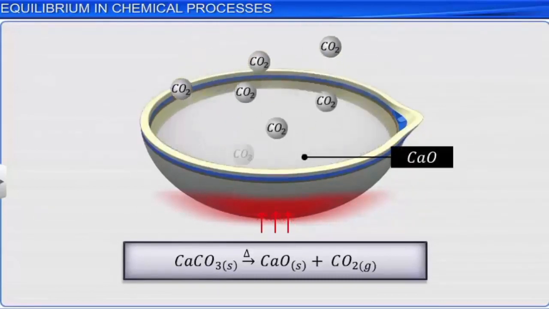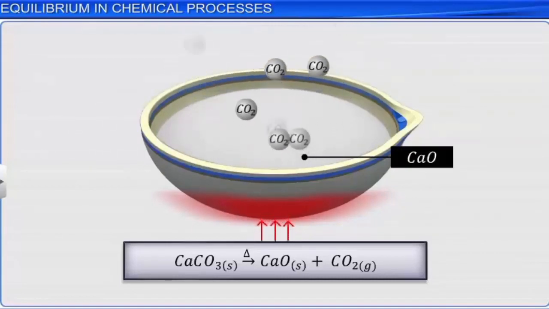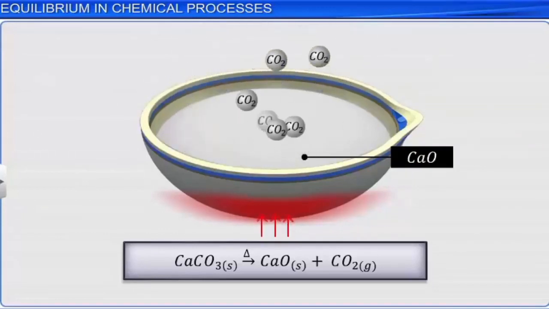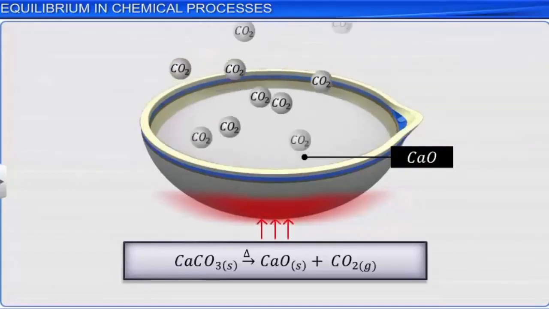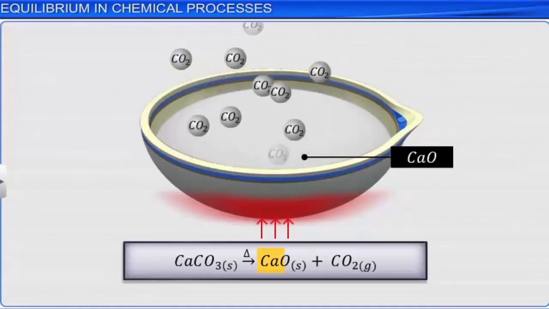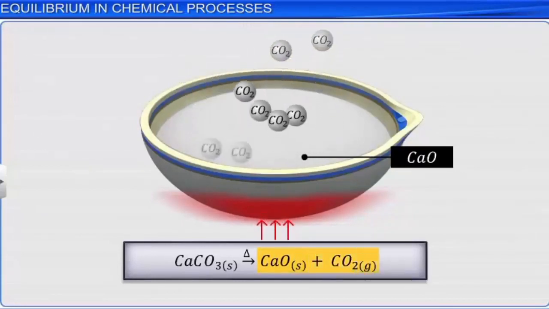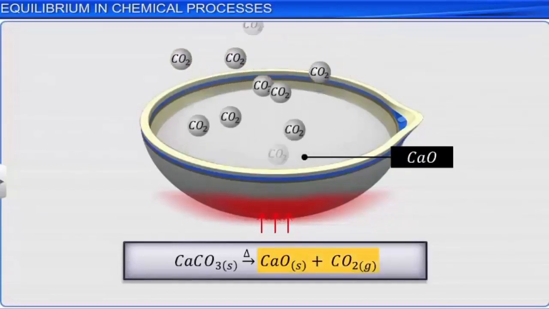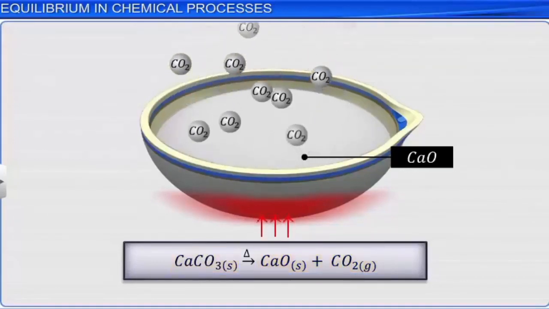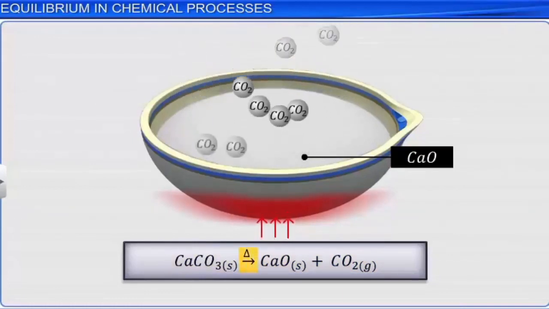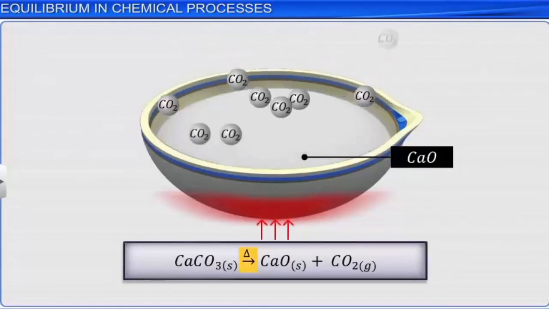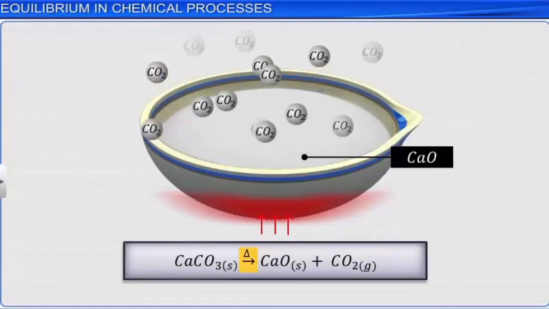When this decomposition is carried out in an open vessel, carbon dioxide, being a gas, escapes. Hence, there is no possibility for the products calcium oxide and carbon dioxide to react and give back the reactant calcium carbonate. Thus, the reaction proceeds in the forward direction only. Thus, the reactions whose products cannot be converted back into the reactants are known as irreversible reactions.